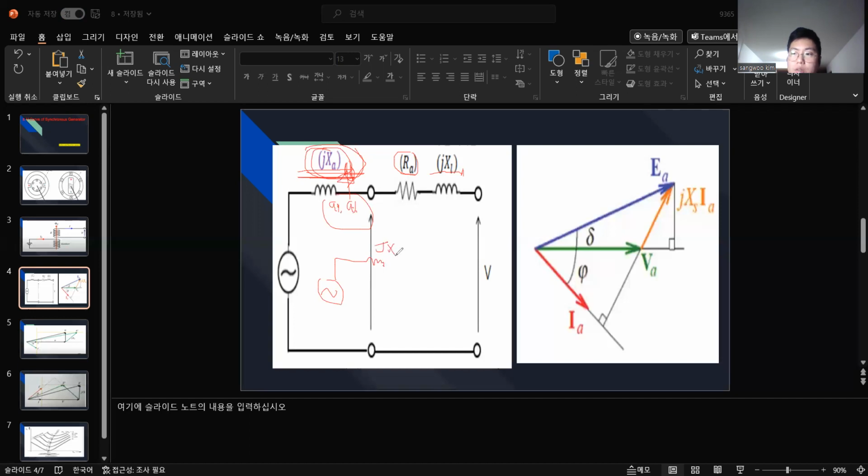JX. Then like this. Because compared to these two values, this mostly takes about the magnitude. You know what I mean?